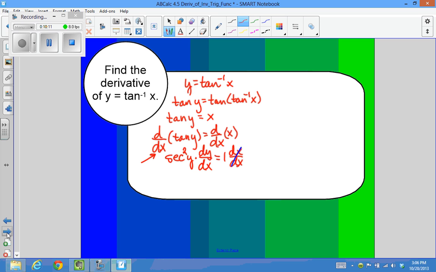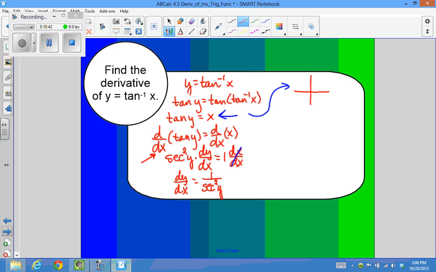So now then, solving this, I have dy dx equals 1 over secant squared y. Well, you know, that's really not a lot of help, because if I have y equals inverse tan x, and I'm trying to solve this, I don't have a y value. I need an x value. So I want to go back to this equation right here, and I want to use it to draw a graph.